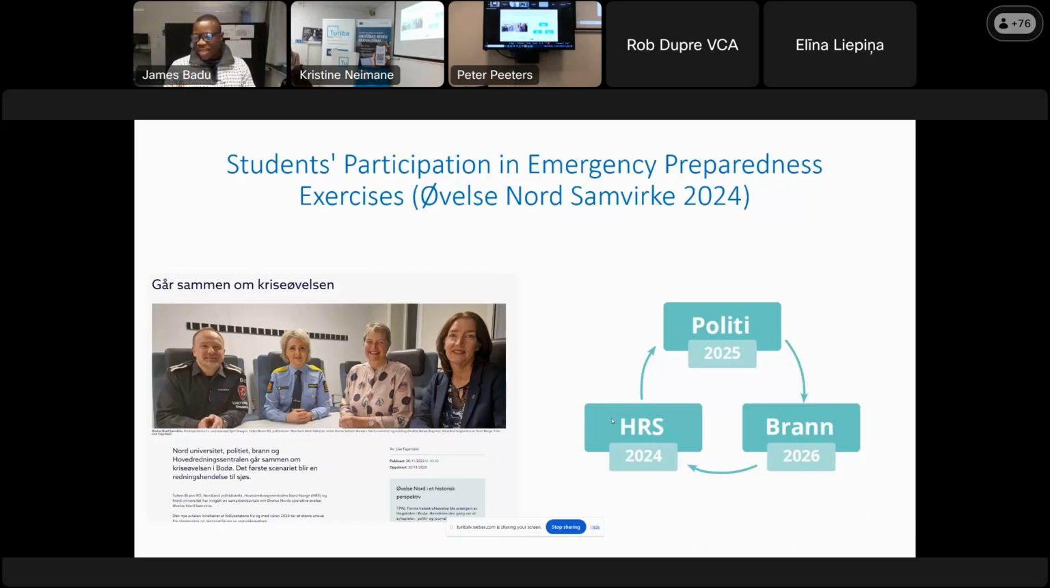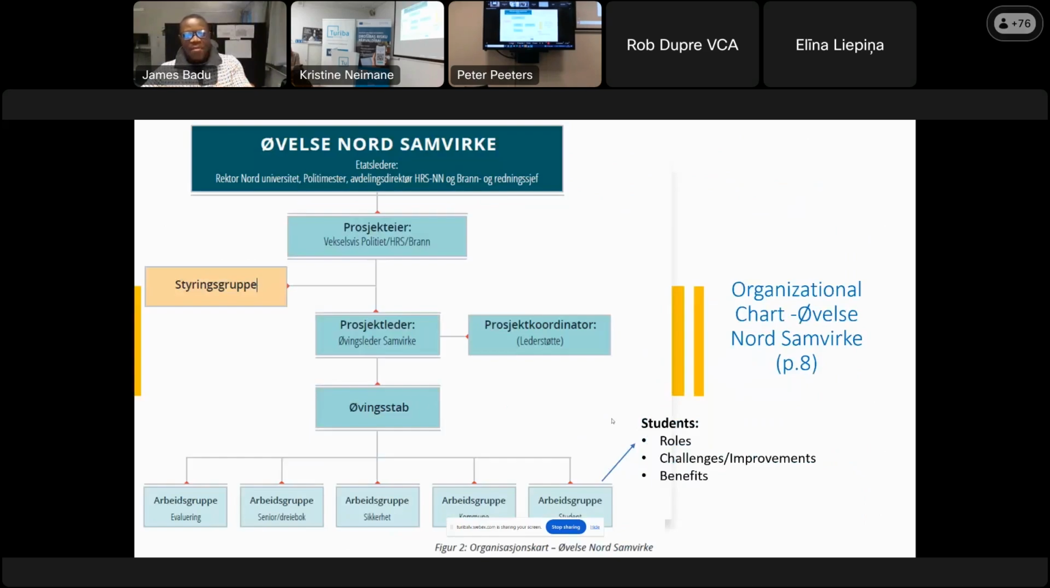This year it was organized by the Joint Rescue Coordination, and we at NULAB were very lucky to be part of the evaluation committee. They have an organizational plan that starts with the big actors who have signed an MOU, and then it comes down to working groups. One of the working groups is the evaluation, which we were part of. But one working group that I would like to focus on now is the student group. The students have their own roles spelled out, and I want to talk to you about the improvements and benefits that we see the students recommended to us.